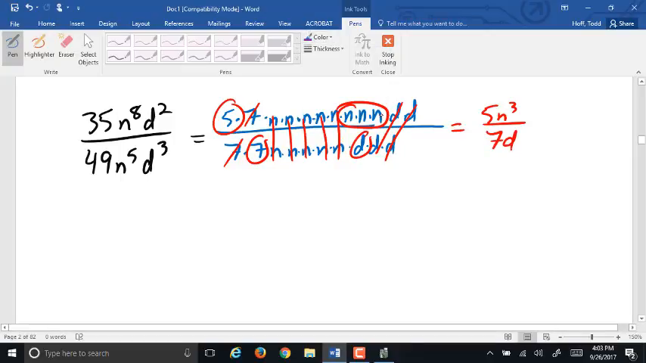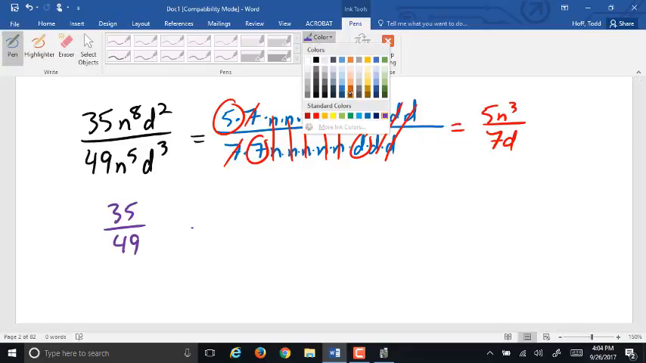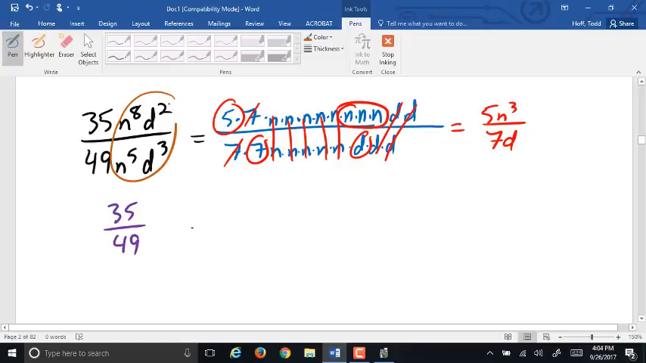Well, it is time for us to look for a shortcut. Look for a pattern so that we can use that pattern to speed up how we do things. Well, the numbers, the 35 and 49, those reduce exactly like they would even if the variables weren't there. Both of those can be divided by 7, which is why we canceled out a 7, which would give us 5 over 7. Notice that is the numerical part of our result.